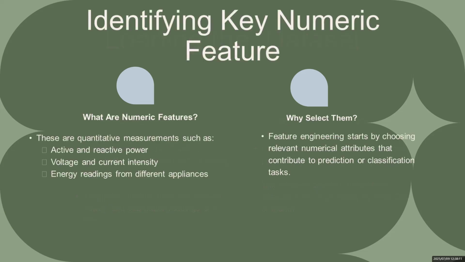Now let's identify key numeric features. What are numeric features? These are quantitative measurements such as active and reactive power, voltage and current intensity, energy readings from different appliances. Now, why select them? Why should we select these numerical features? Now, feature engineering starts by choosing relevant numerical attributes that contribute to prediction or classification.